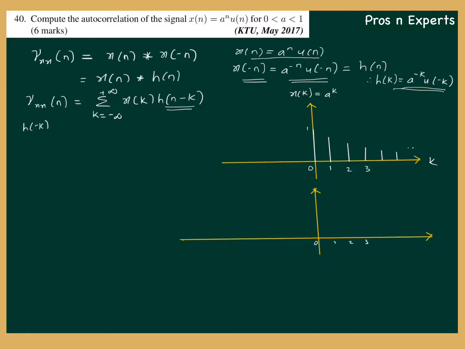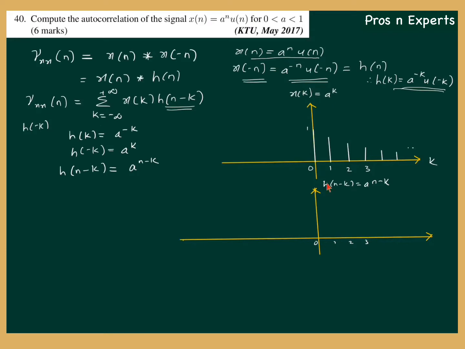Before drawing h of n minus k, what is the expression for h of n minus k? We know h of k is equal to a raised to minus k, and u of minus k need not be written because we have truncated the signal. Now h of minus k is equal to a raised to k. Now what is h of n minus k? Replace k with n minus k: a raised to n minus k. So h of n minus k is equal to a raised to n minus k, whereas x of k is a raised to k.